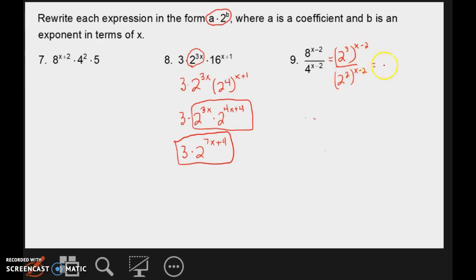Using power to a power, I've got 2 to the 3x minus 6 in the top and 2 to the 2x minus 4 in the bottom. So my rule of division is to subtract the exponents. Once again, I'm looking at like terms, 3x and 2x. When I subtract those, that gives me 1x. Negative 6 minus negative 4 means plus 4, which gives me negative 2. So it becomes 2 to the x minus 2.